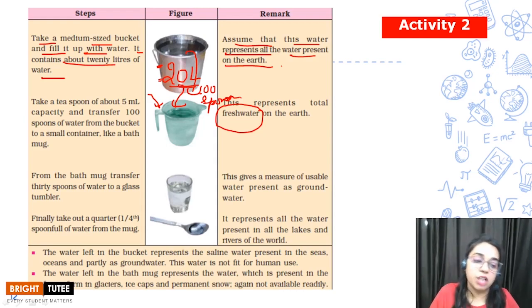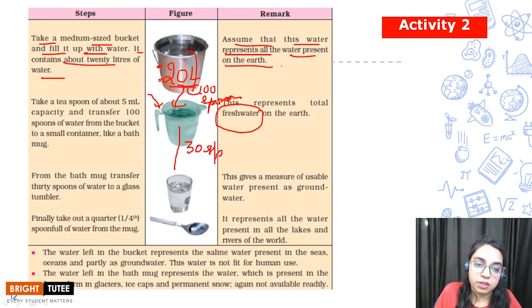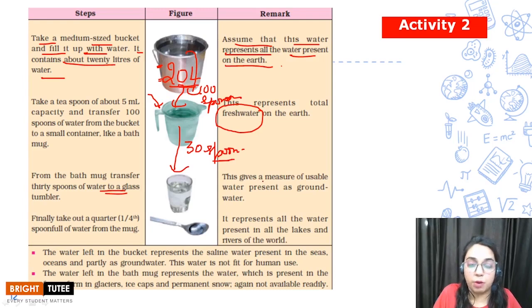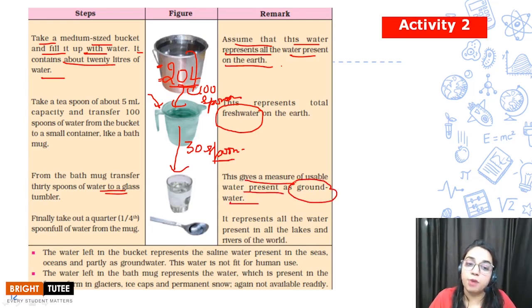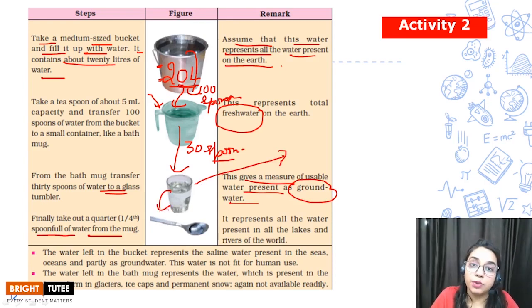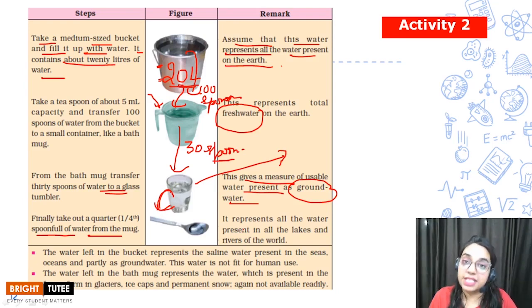And out of this, now what you're going to do is you're going to transfer 30 teaspoons, the same spoon that you used earlier, to a glass of water. And children, this gives you the usable amount of water which is present in the form of groundwater. So the groundwater is approximately equal to this 30 spoons of water in a glass. Now you are going to take 1/4 teaspoon of water from this glass, children, and you will observe that we can relate it to the water which is present in the usable form in rivers or lakes in the world.